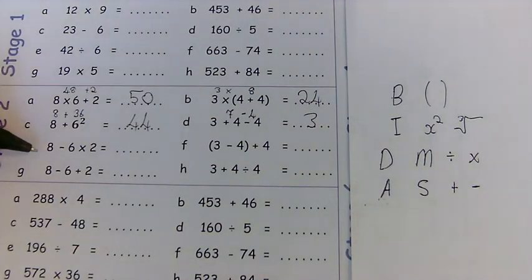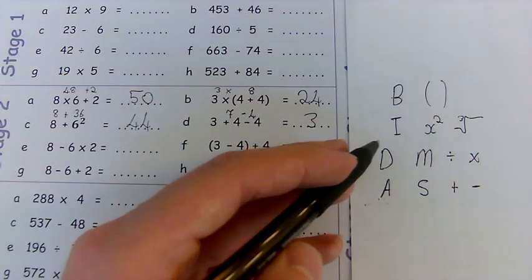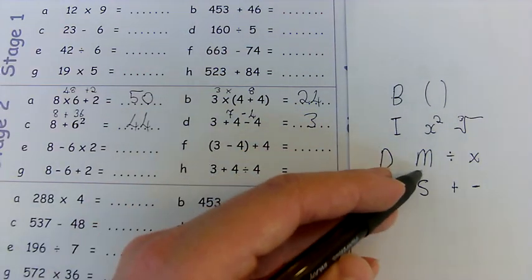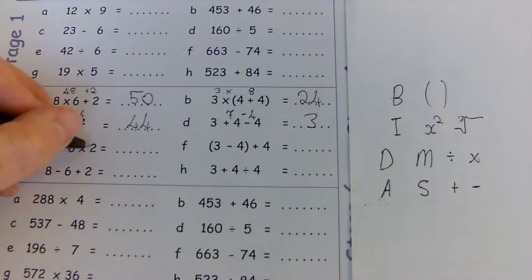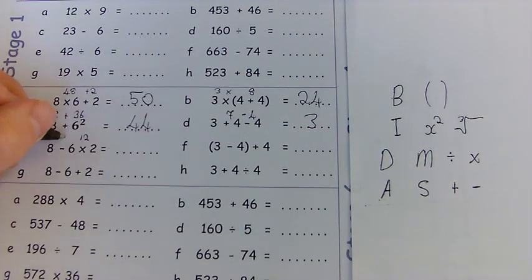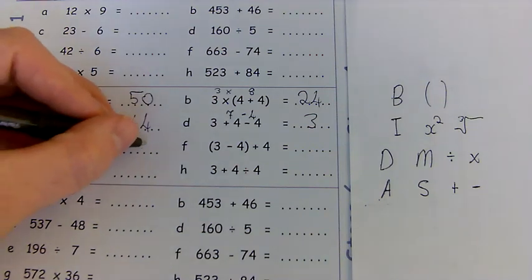For part E, I'll look at, I don't have brackets, I don't have indices, I don't have division, I do have multiplication, so I'll do that first. 6 times 2 is 12, and I'm left with 8 take away 12. Be careful on this one. It's 8 take away 12. So I'm going to end up in the negatives. Think of your number line. If you're at 8 on the number line, you go back 12 places. You end up at minus 4.